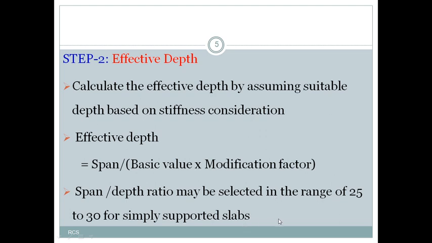Once you know that L by D is equal to, say, 25, then D is equal to L by 25, where the L value is already known to you. From that we can calculate the assumed effective depth of the slab.